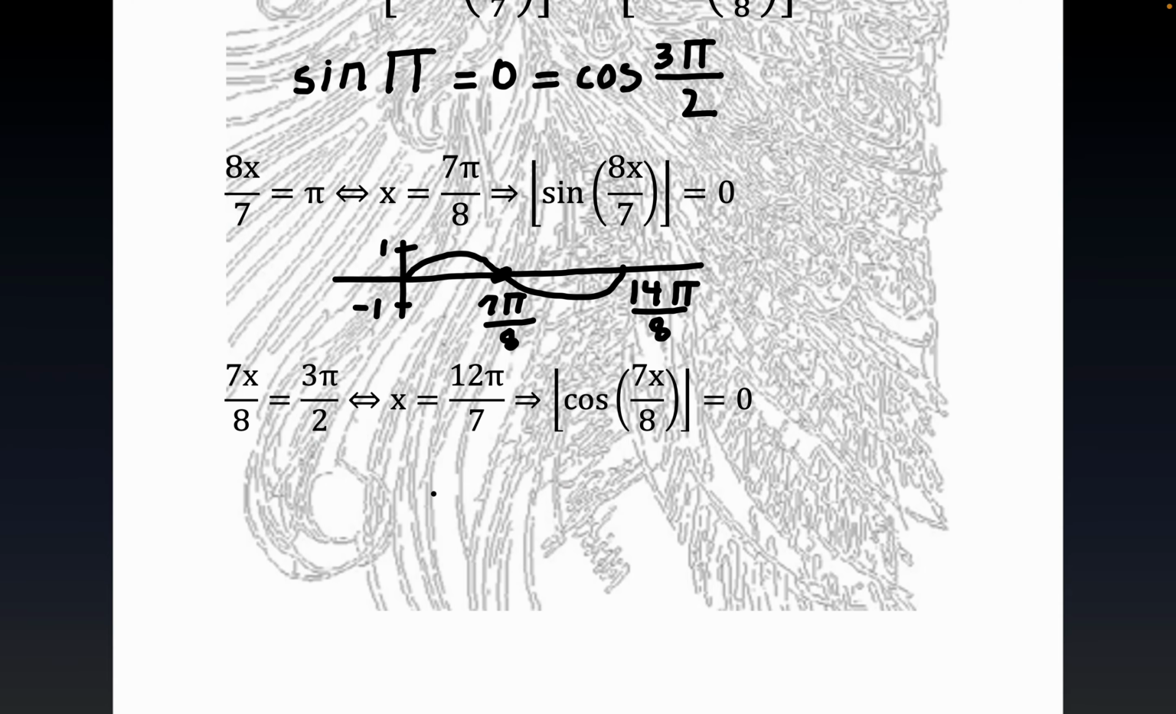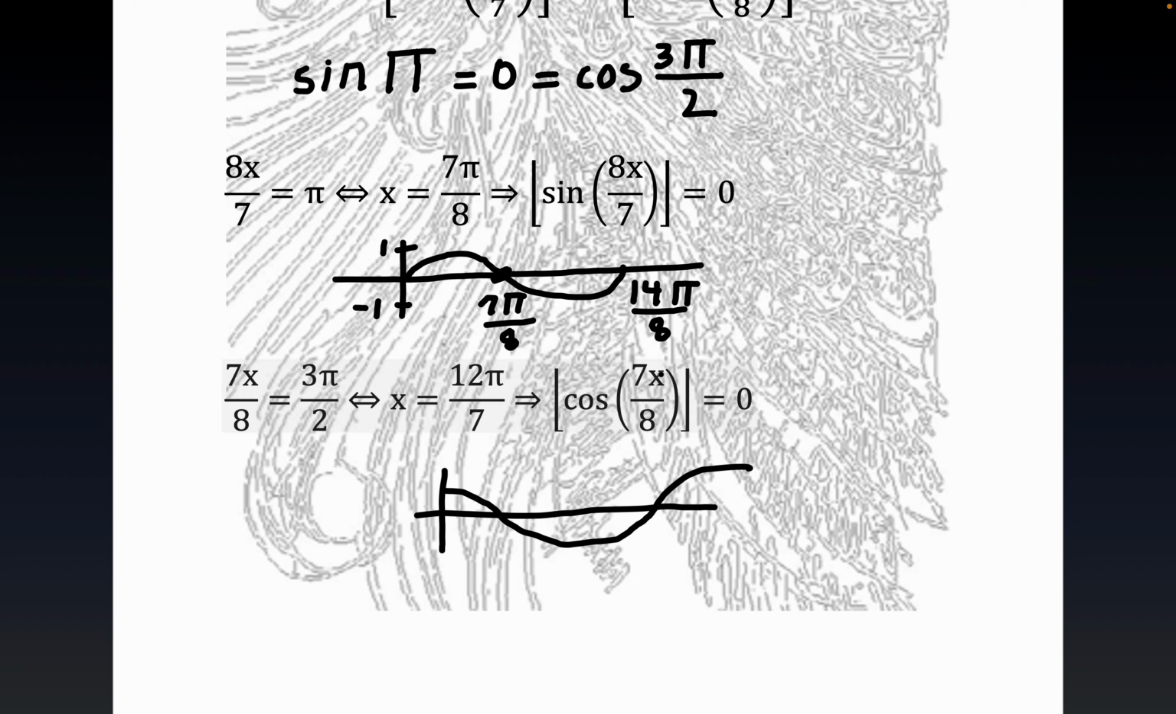down here, let's take a look at this. Now the cosine graph looks a little different. It starts out at 1. The cosine of 0 is 1, so we get this behavior here, like that, right? And now right here, notice how we set it equal to 3 pi over 2, 7x over 8.